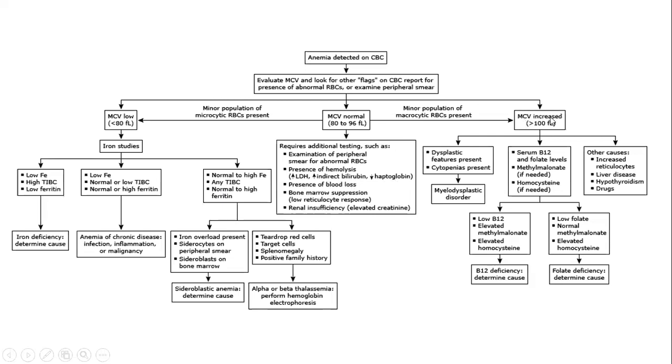Another one, MCV is increased, more than 100, maybe dysplastic failure or cytopenia present, or we need to check serum vitamin B12 or folate level, or methylmalonate enzyme, or homocysteine. So if MCV is increased and we can say dysplastic or cytopenia present, it is myelodysplastic disorder.